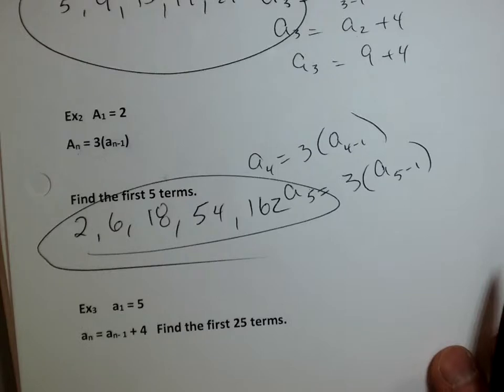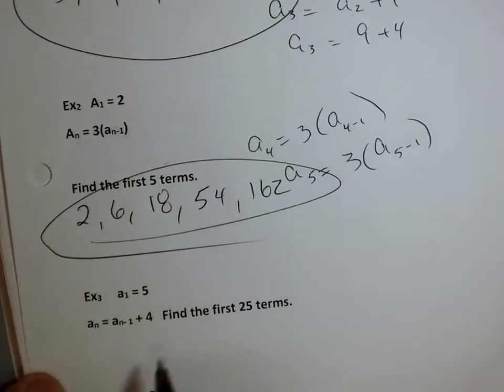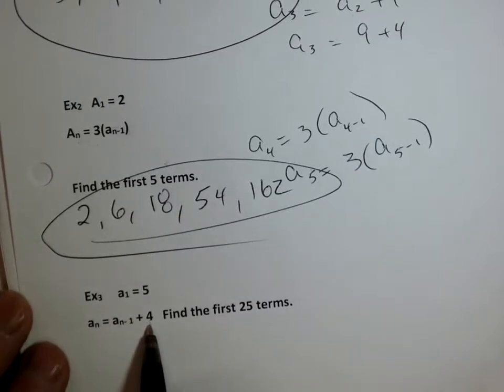Find the first 25 terms. Oh my goodness, for real? I don't want to find the first 25 terms. That'd take forever, okay? But what we can do instead is just know that we're always going to add 4. All right, so I can do that. I'm going to add 4.